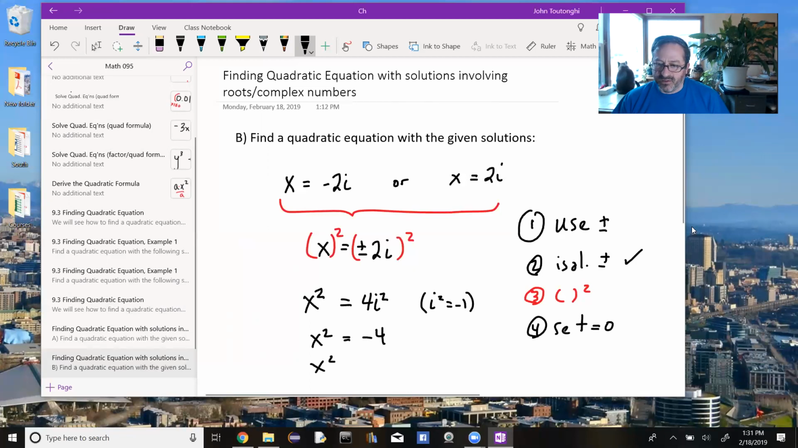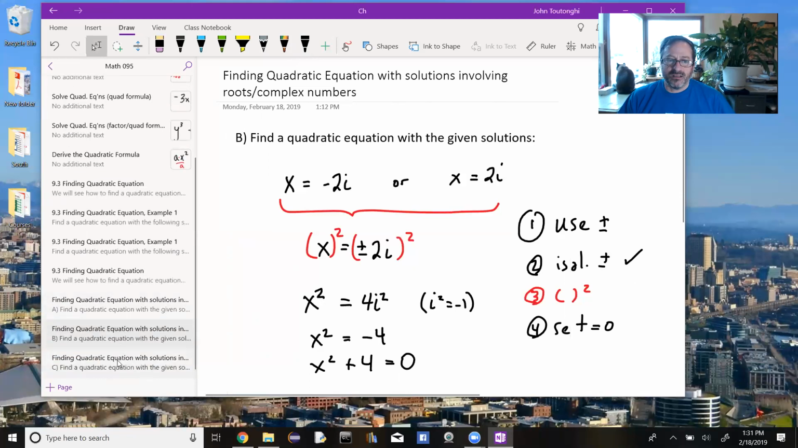x squared plus 4 equals 0. And you could kind of, well, again, I was going to say, if you go back up, you see this in reverse is solving by using square roots, but I don't need to here. We'll go to one more example. Feel free to pause here if you need to stop this.